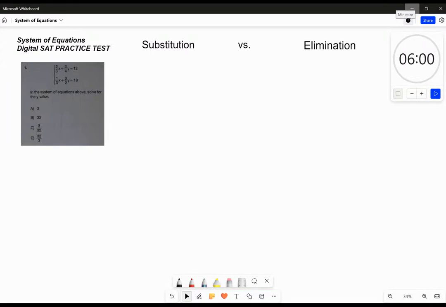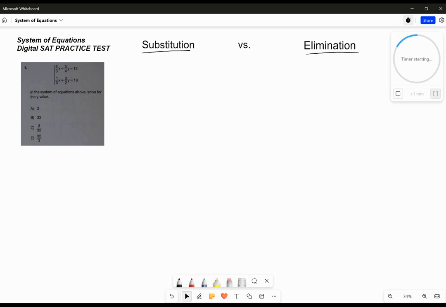Hello. So on the SAT, you are almost certainly going to come across a system of equations type of question. And with systems of equations, we know that there are two typical methods that you can use, substitution or elimination. And which one will you use? Because you have about a minute and a half to solve each question, you need to pick the most efficient one. So let's try both and see how long each one takes.